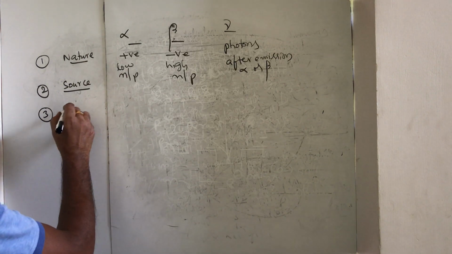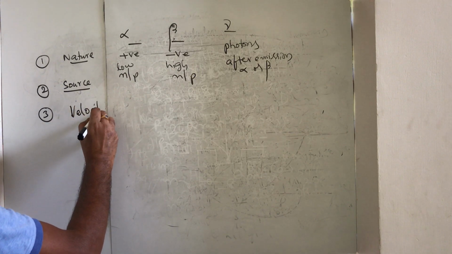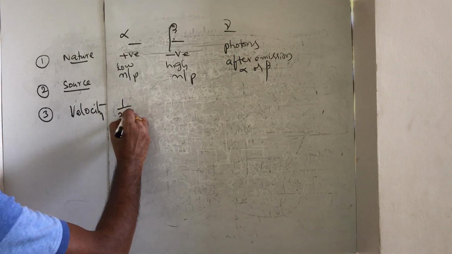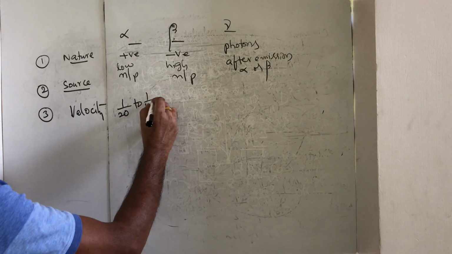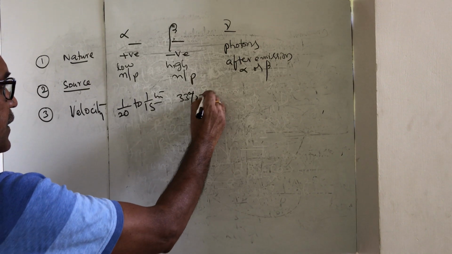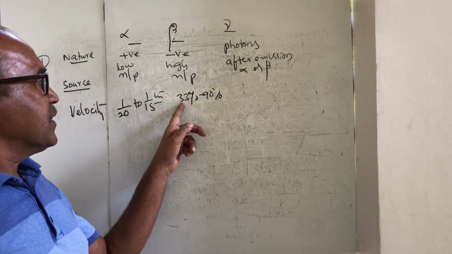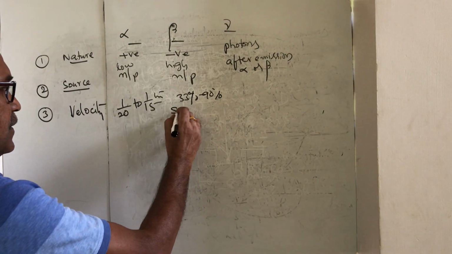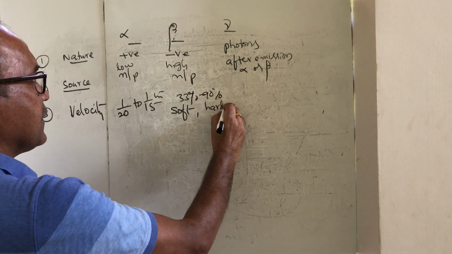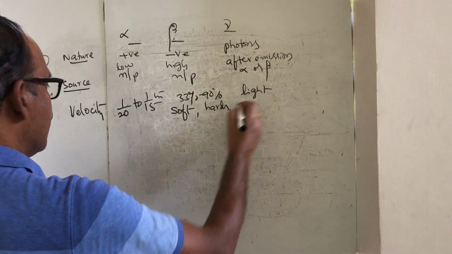Third one is the velocity. So 1/20th to 1/15th of light velocity for alpha, 33% to 90% of light velocity for beta. Low velocity beta rays are called soft beta rays, high velocity beta rays are called hard beta rays. And gamma has the light velocity, since it is light.